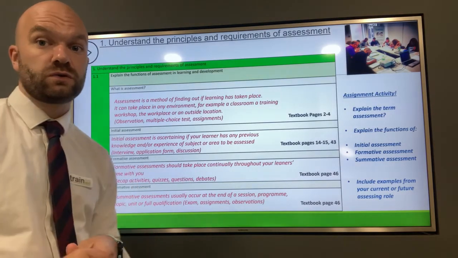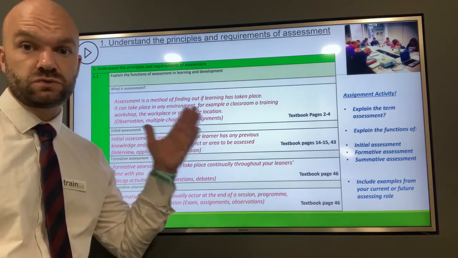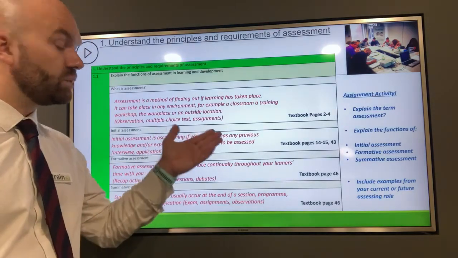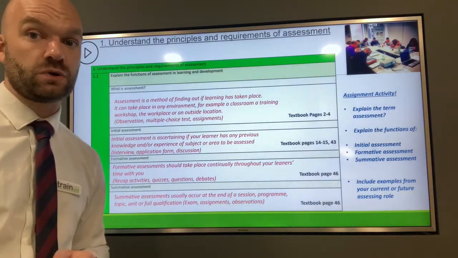Okay, so for the next criteria, I'd like for you, of course, to write just a paragraph on what is assessment, followed by what is initial, formative, and also summative.